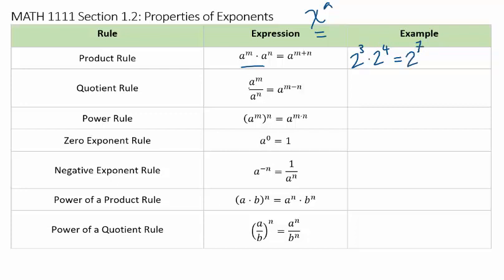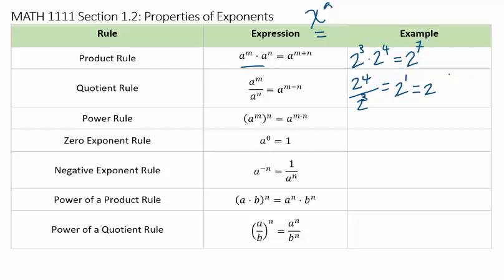Okay, the quotient rule says that if you divide two powers with the same base, you subtract the exponents. So a to the m divided by a to the n is equal to a to the m minus n. So 2 to the fourth divided by 2 to the third is equal to 2 to the 4 minus 3, or 2 to the first, which is just 2.